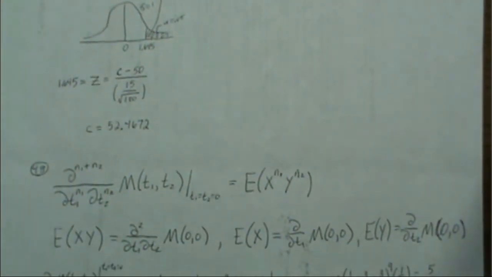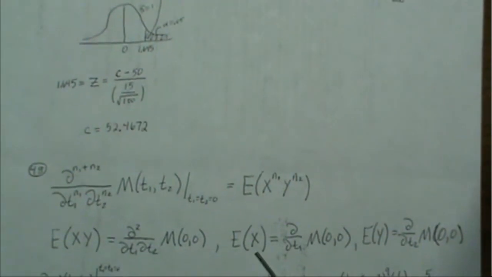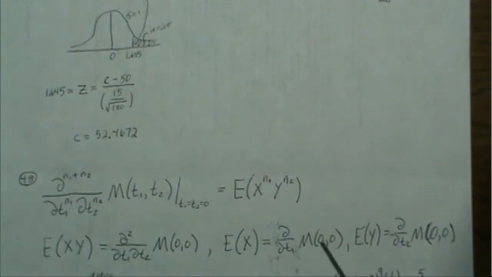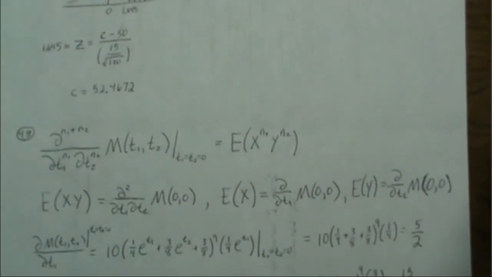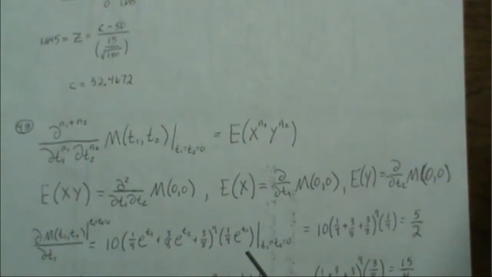So to find the expected value of xy, we're going to take the partial with respect to t1 and t2 and evaluate it at 0. And then to find the expected value of x, we just take the partial with respect to t1 and then evaluate it at 0. Same for the expected value of y. So here the partial with respect to t1 of the moment generating function is this. Evaluated at 0, we get this. And what's nice is this adds to 1, and so 1 to the 9th power kind of drops out. We get 5 over 2.